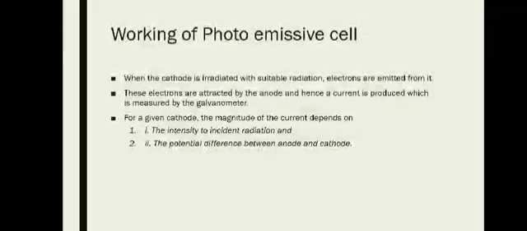Working of photoemissive cell. When the cathode is irradiated with suitable radiation, electrons are emitted from it. These electrons are attracted by the anode and hence a current is produced, which is measured by the galvanometer. For a given cathode, the magnitude of the current depends on, first, the intensity of incident radiation, and the second one is the potential difference between anode and cathode.